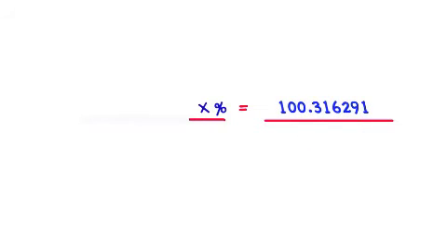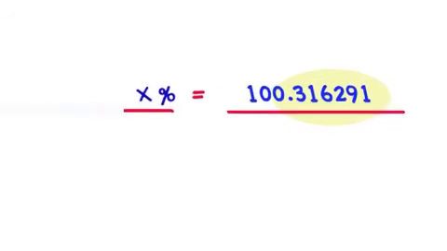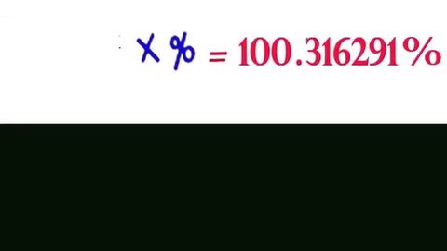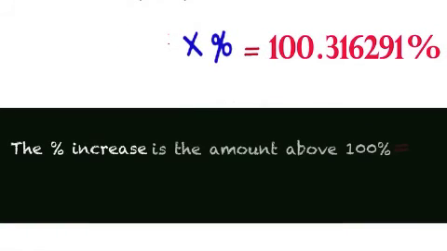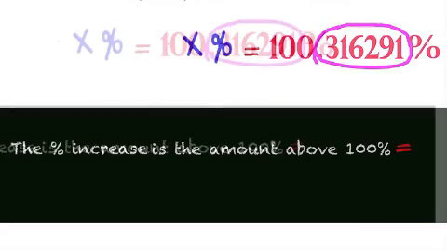Because we started out at 100% and grew upwards, then this x% value here represents the 100% plus the percentage growth. So if we want to find out the percentage growth on its own, we just take away this from 100% or 100.